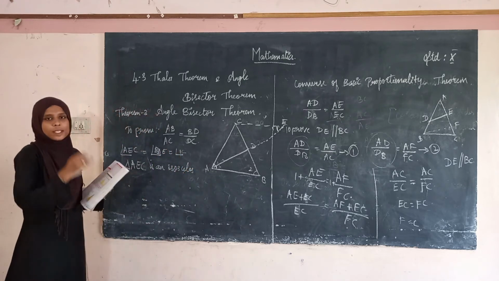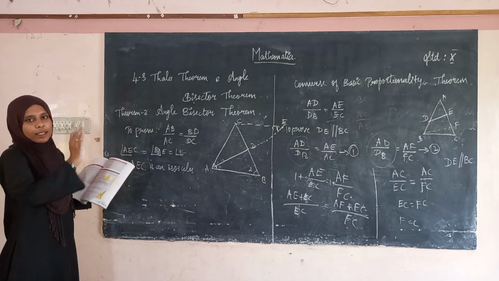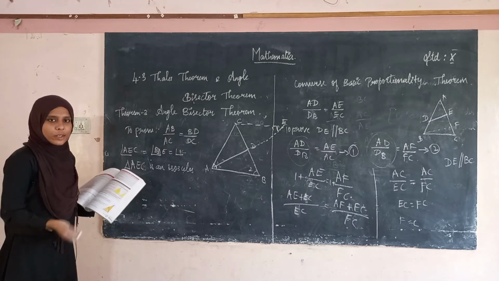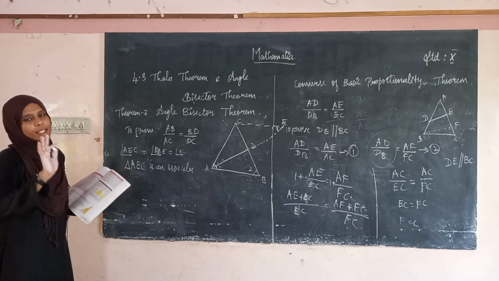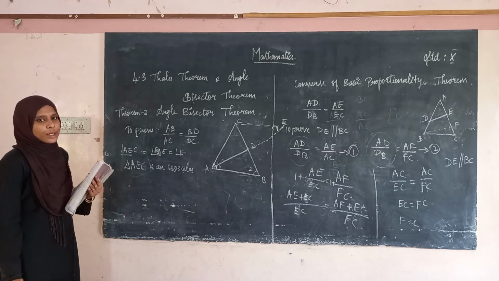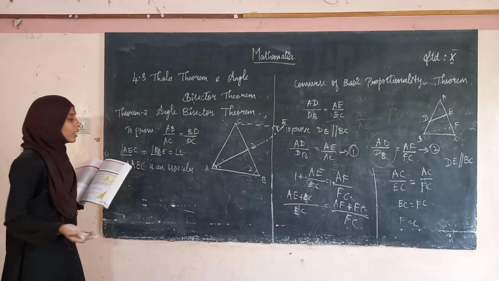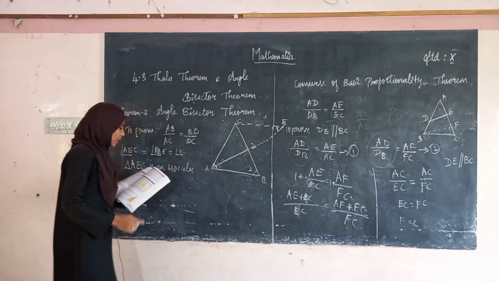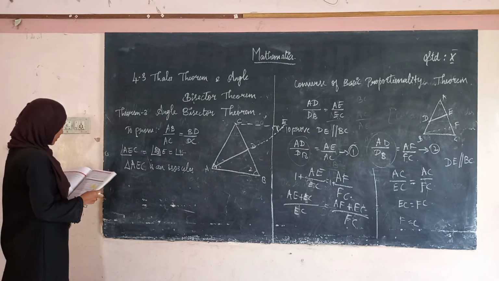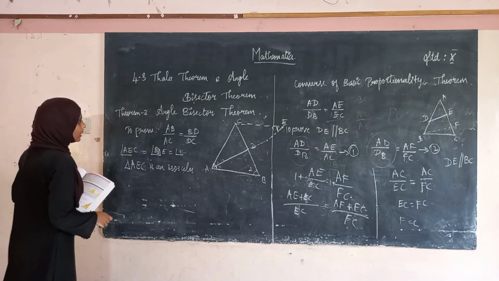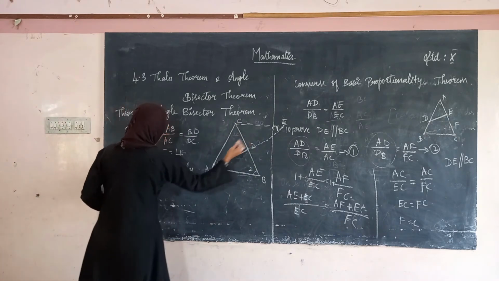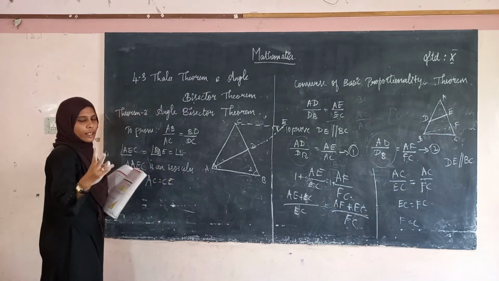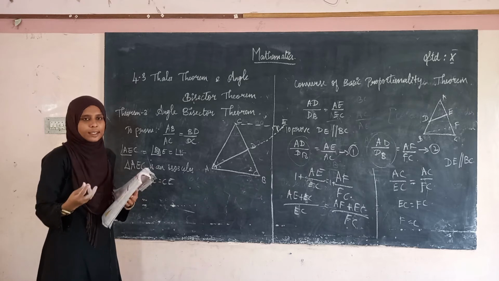Isosceles triangle means two angles will be the same and two sides will be the same. What is an equilateral triangle? All the sides will be the same and all the angles will be 60 degrees. What is an isosceles triangle? Two of its sides will be the same. Okay, so since it is an isosceles triangle, we can say AC is equal to CE. AC is equal to CE. What I said? Two angles are same, so two sides are same, and that is an isosceles triangle.